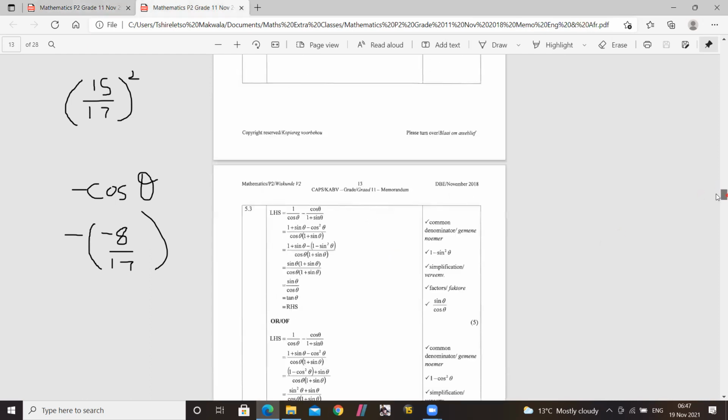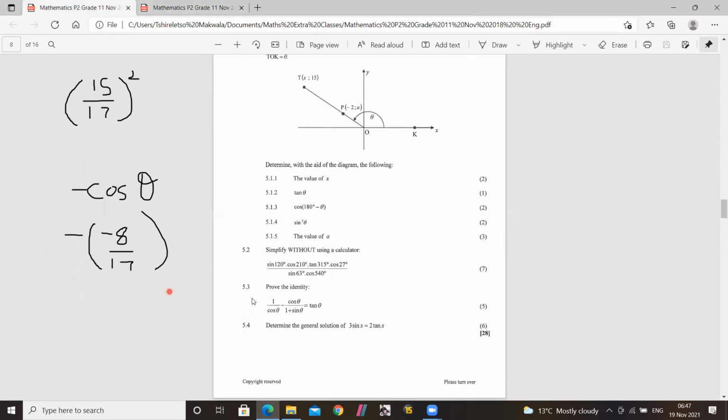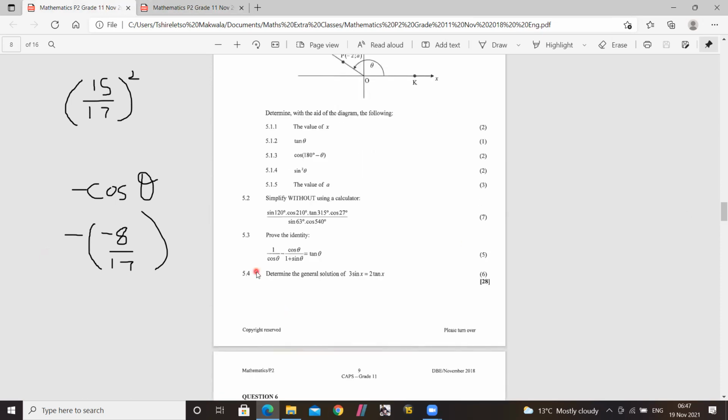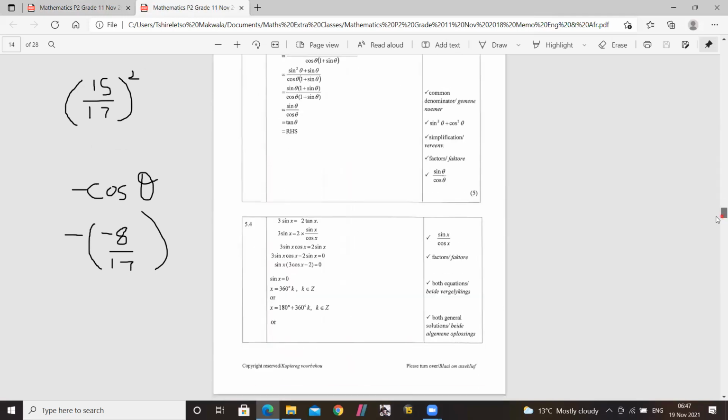So let's look at what they did here. Yeah, you see, they calculated a common denominator. Then from there on, you can continue and try to equate this to this. Then 5.4, the general solution of this. For calculating the general solution, obviously we're going to change this tan to sine x over cos x, cancel out like they did here, and split it out, then multiply it out like this, right?